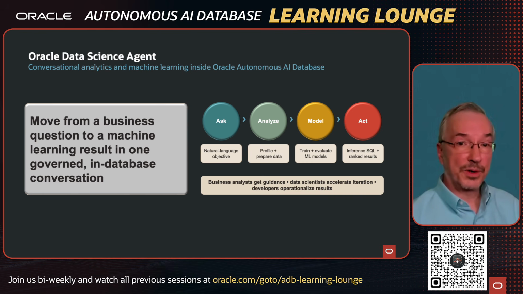Now, one of the key points is that Data Science Agent runs where your data is. It combines Oracle machine learning in database algorithms and functionality with the Oracle Select AI Agent framework. So, the analysis, the model building, the prediction, and agent-driven workflow all happen where your data resides, in Autonomous AI Database. Now, business analysts get AI-enabled guidance. Data scientists can move faster through experimentation and iteration, and developers can operationalize results more easily.